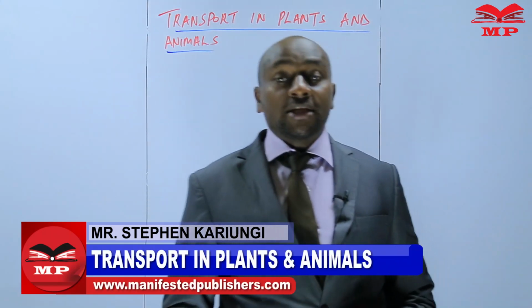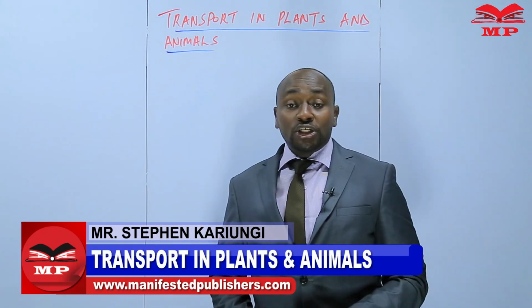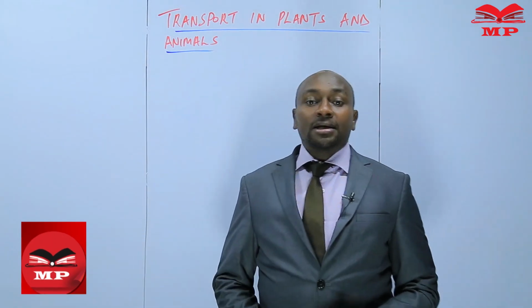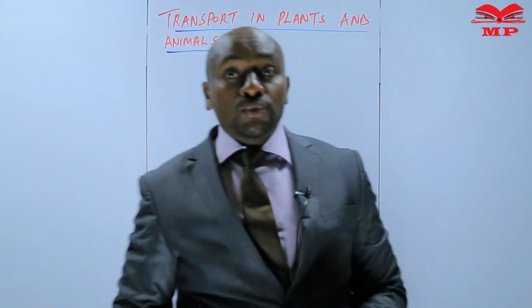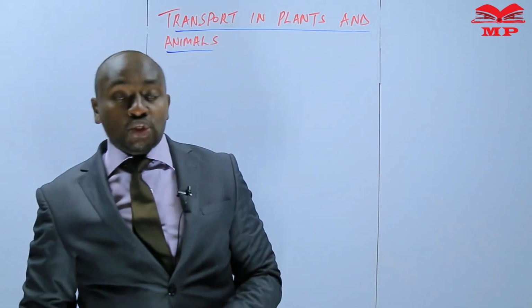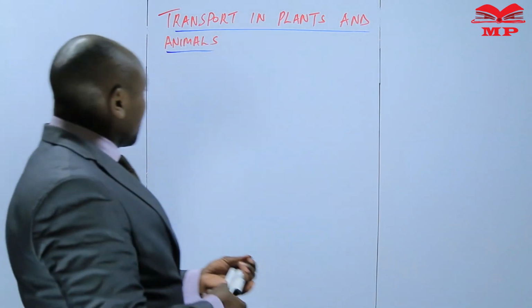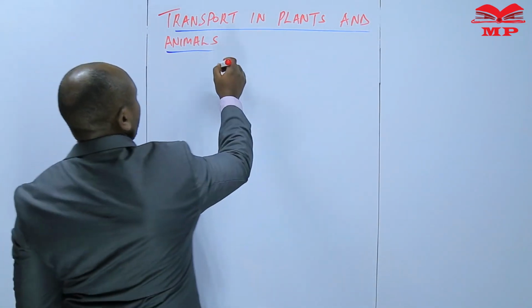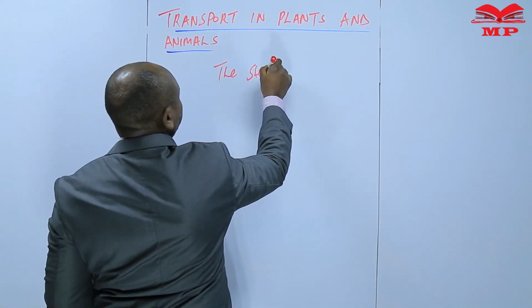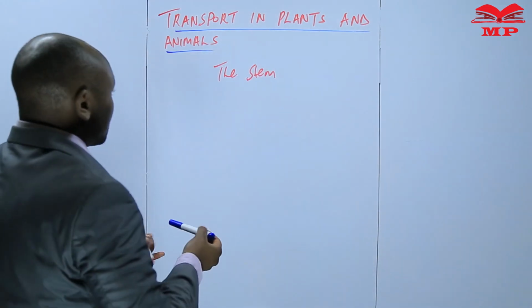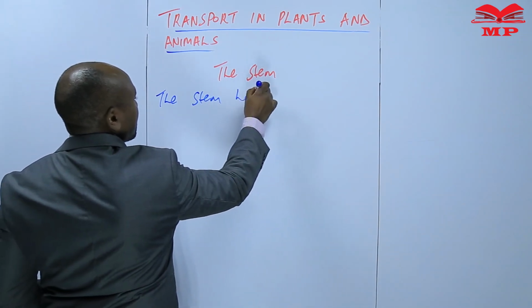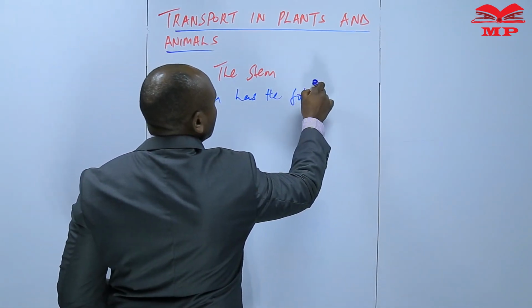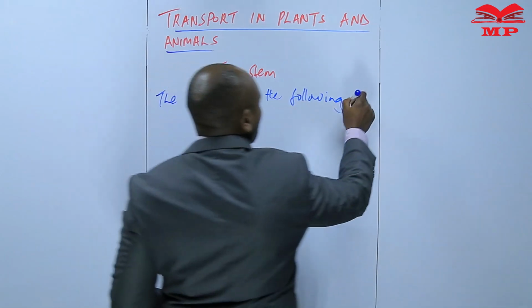Welcome to today's lesson. We are continuing with the topic of transport in plants and animals, and specifically we are looking at the stem. So today we are going to look at the various tissues that make the stem. So the heading is the stem. And we can start by saying that the stem has the following tissues.